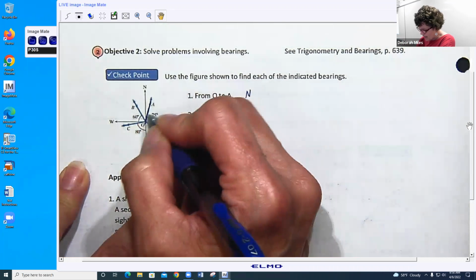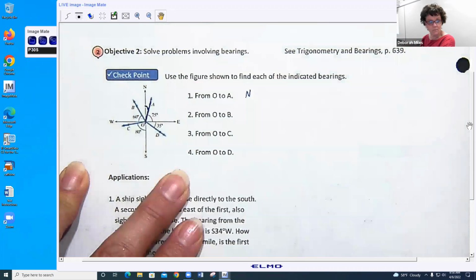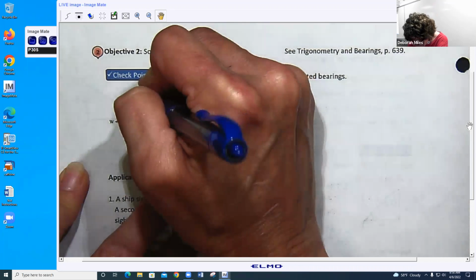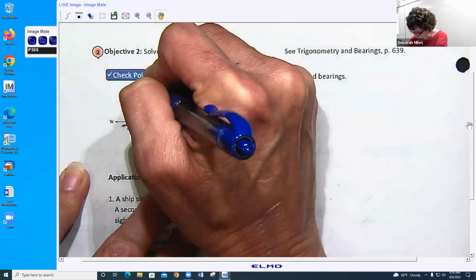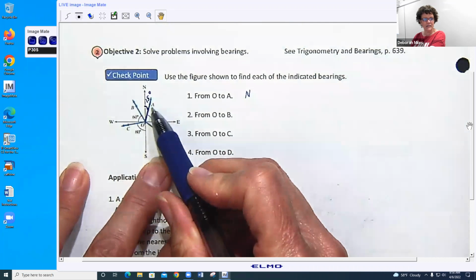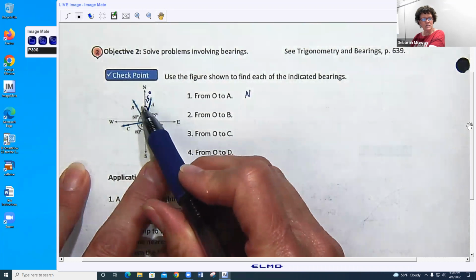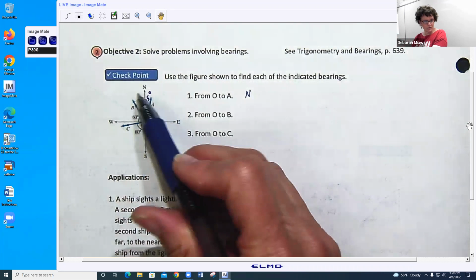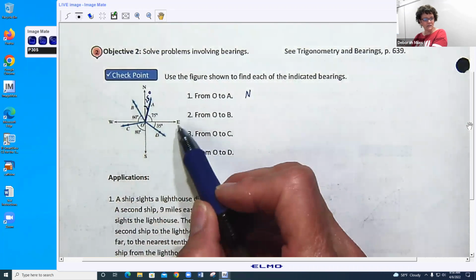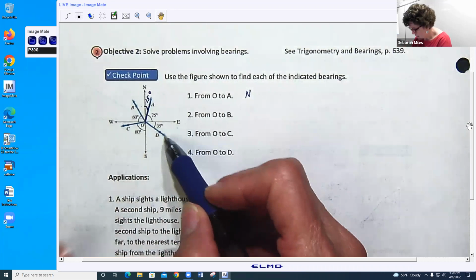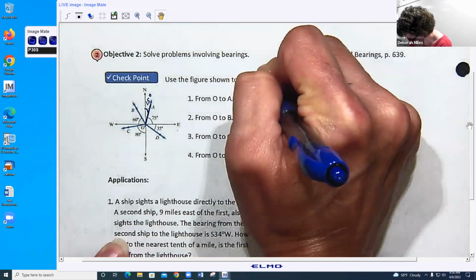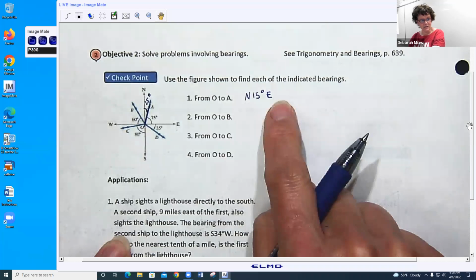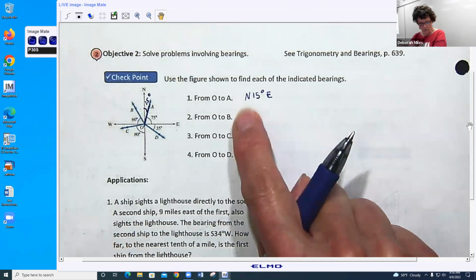So if this is 75, what's this? The 2 angles are complementary. So if this is 75, that's 15. And since this line is to the right of the north line, that's east of the north line. That's 15 degrees east of north.